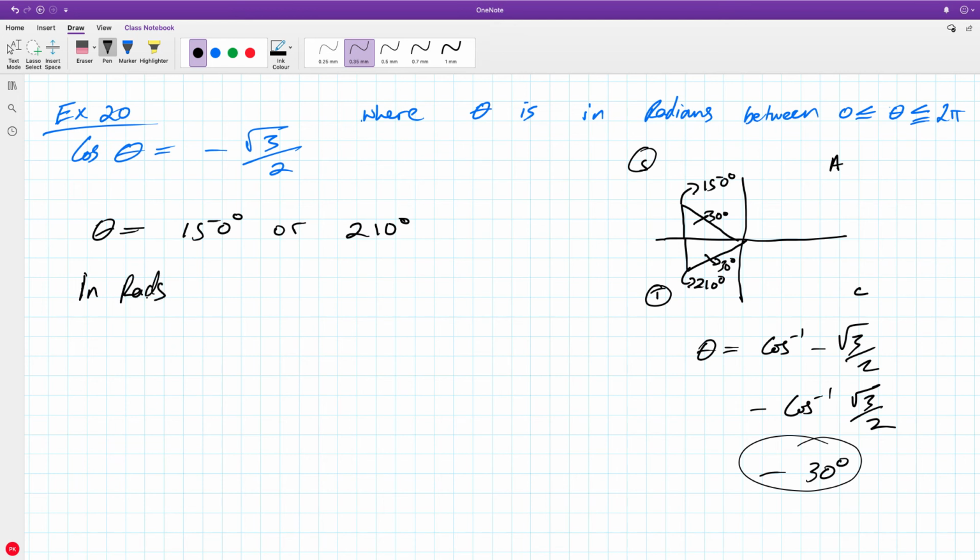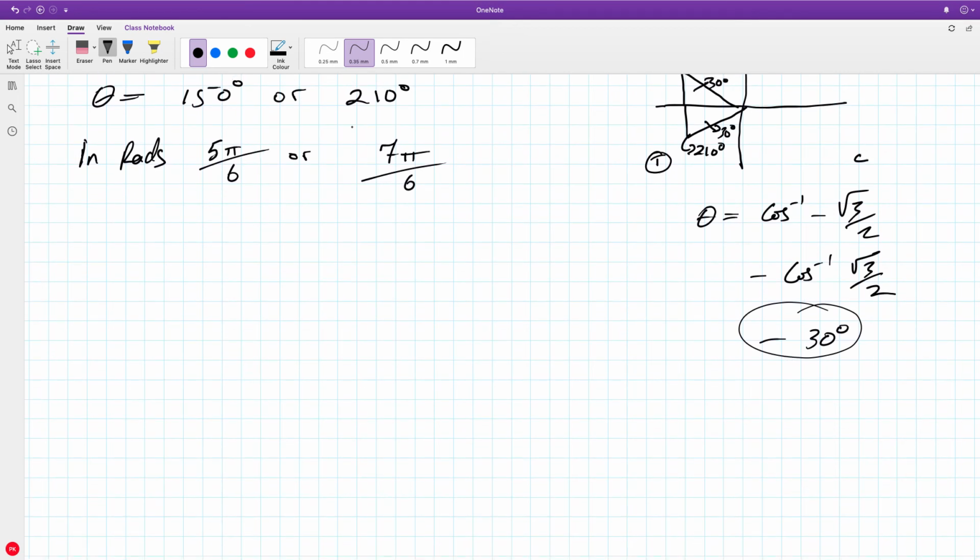In rads, 150 multiplied by pi over 180 is 5 pi over 6, or 210 multiplied by pi over 180 is 7 pi over 6. We happy with those? Right, have a go at this one for me then.